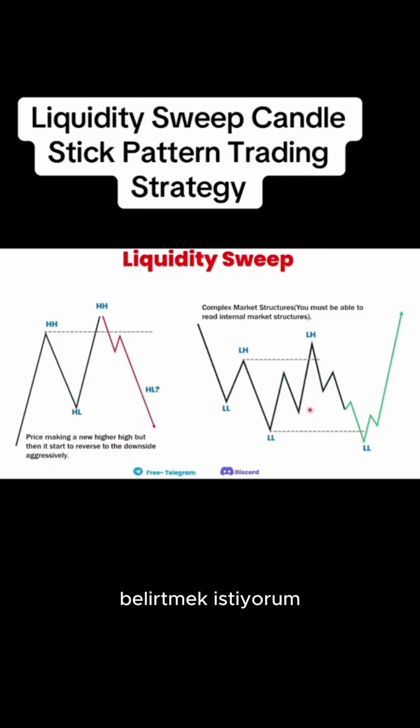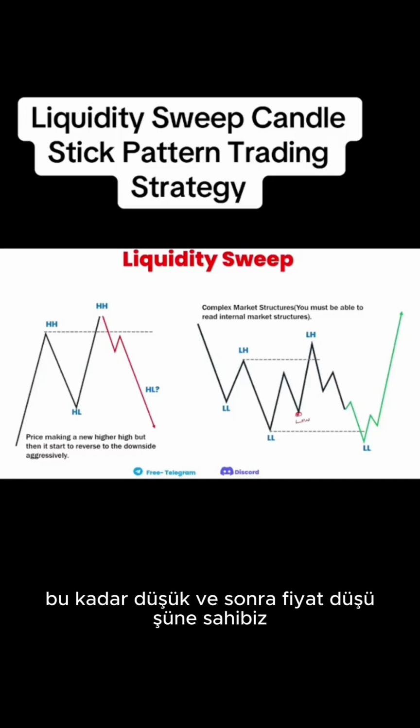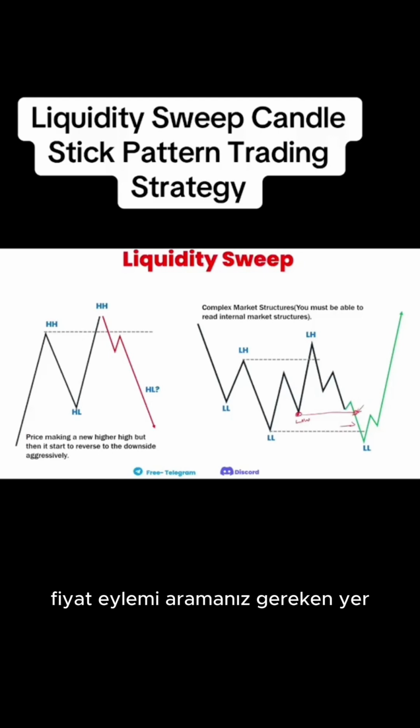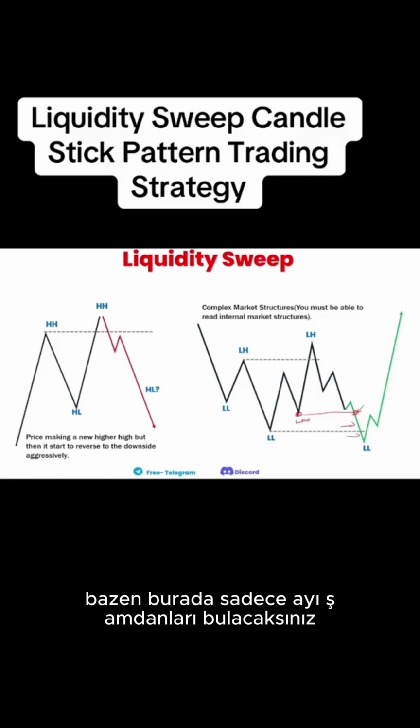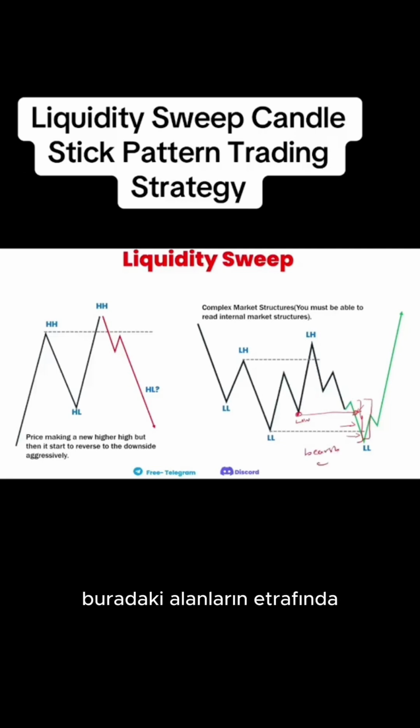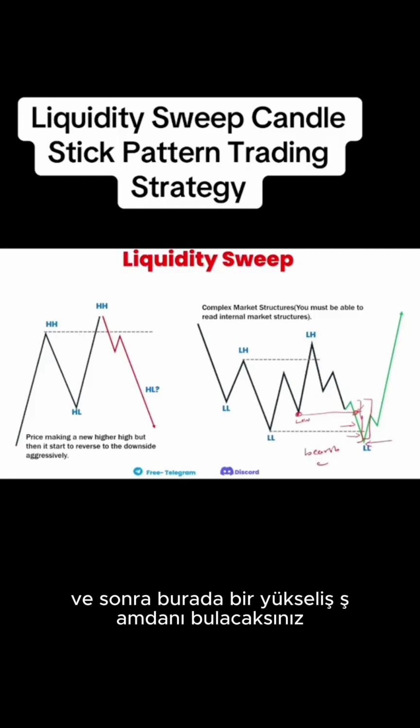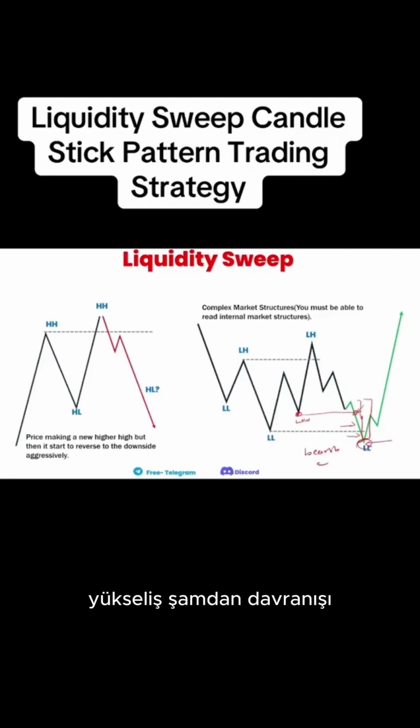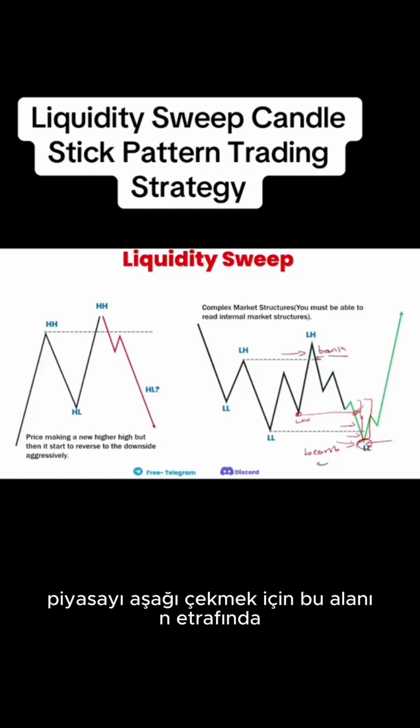And also I want to point out that sometimes price can do something like this. It can also make this low here. We have this low, and then price breaks to the downside, breaking this. But here is where you should be looking for price action. Sometimes here you will find only bearish candlesticks around these areas, and then you will find a bullish candlestick here. That's where you should analyze the bullish candlestick behavior around this area. Even around this area, you should also be looking for a bearish candlestick to trade the market to the downside.